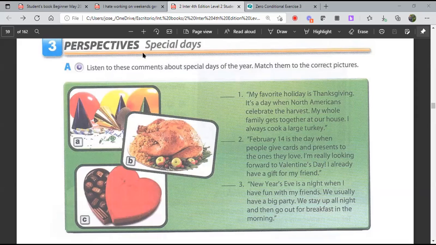Okay. I'm going to choose the participants who are going to help us read this. All right. Mr. Cesar, you're going to help us read the Thanksgiving celebration over there. Miss Susana Hernandez, you're going to help us with number 2, which is Valentine's Day over there. And Mr. Edwin, you're going to help us with the last one, which is New Year's Eve.